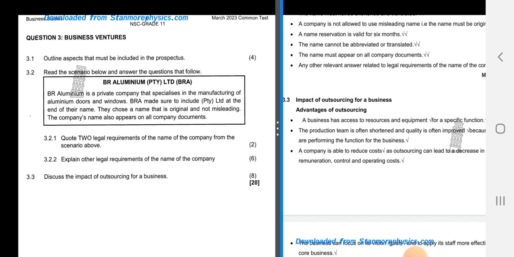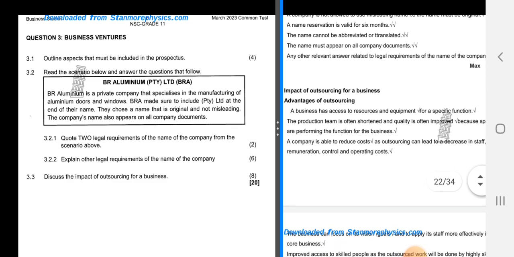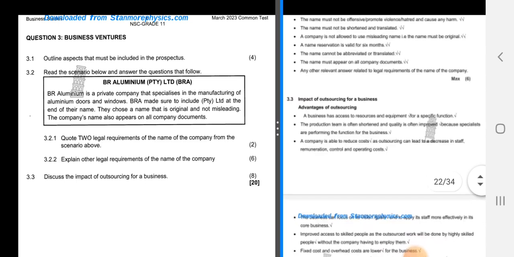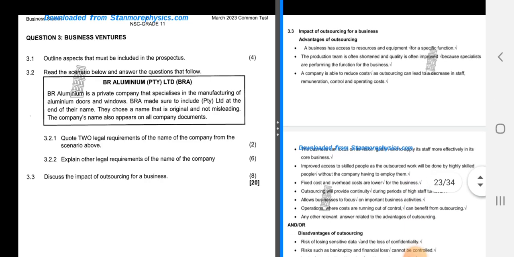So here, on the impact of outsourcing for a business, the advantages are that a business has access to resources and equipment for a specific function. Production time is often shortened and quality is often improved because specialists are performing the function for the business. And those are all the advantages.